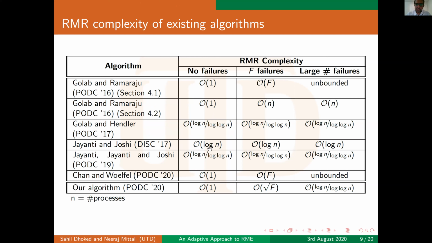We have identified 3 scenarios where we like to compute the RMR complexity: in the absence of failures, in the presence of F failures, and in the presence of a large number of failures. And our algorithm provides the following RMR complexity: a constant, square root of F, and log n by log n respectively for these 3 cases.